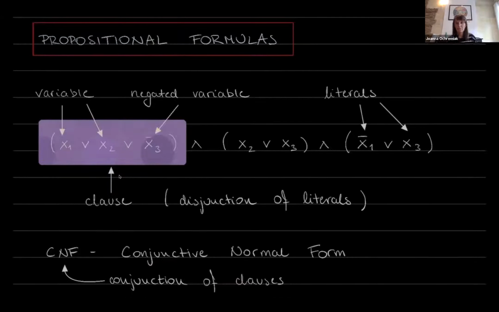Often I will be talking not about arbitrary propositional formulas, but about propositional formulas which are in conjunctive normal form. So this one here is in conjunctive normal form. It's a conjunction of disjunctions, or a conjunction of clauses, in other words. Okay, so that's just a few basic definitions.